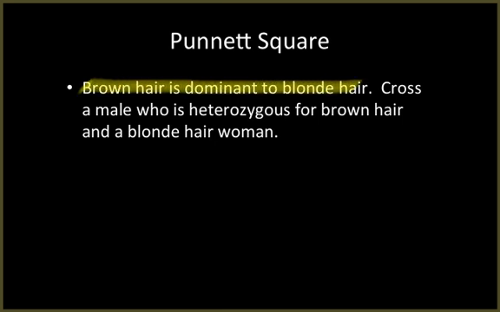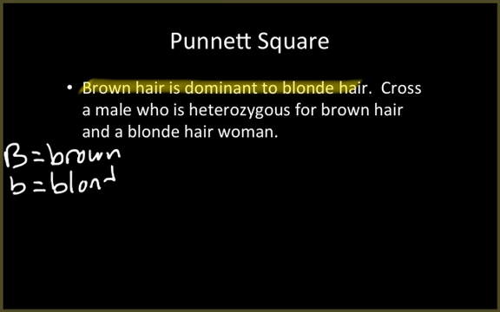So, let's go through this together. Brown is dominant to blonde. Let's figure that out first. Let's assign traits. We're going to use B's here. So, big B is brown, and little b is blonde. All right, good start. We're looking for a man who is heterozygous and a woman who has blonde hair. Well, we all know that heterozygous is one dominant and one recessive trait. So that's going to be big B, little b.